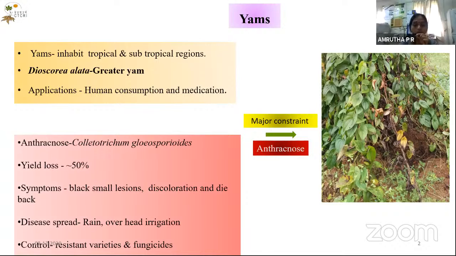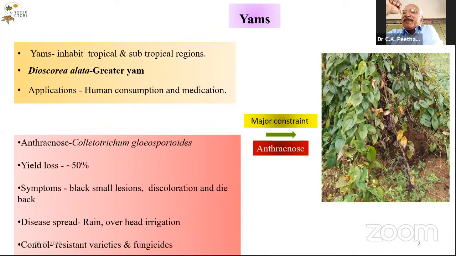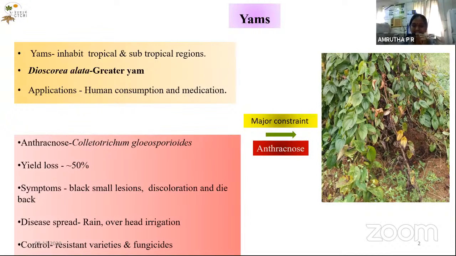Symptoms of the disease include small black lesions, discoloration, and if the disease becomes severe, it may lead to dieback. The disease spreads through rain and overhead irrigation, and it can be controlled by the use of resistant varieties and fungicides.